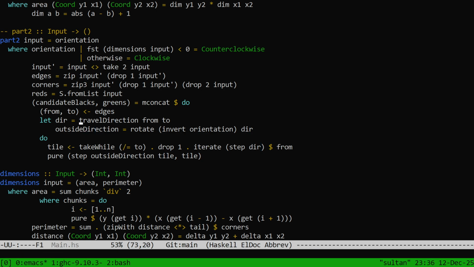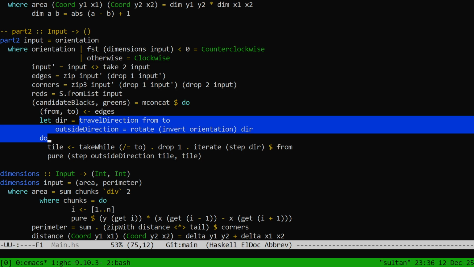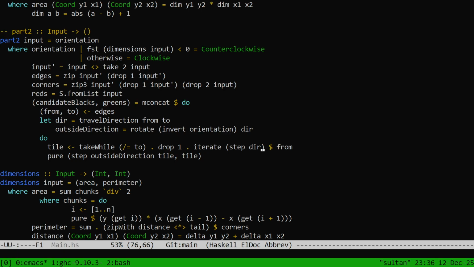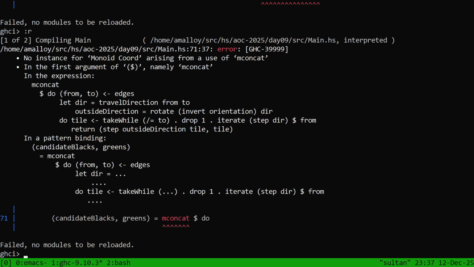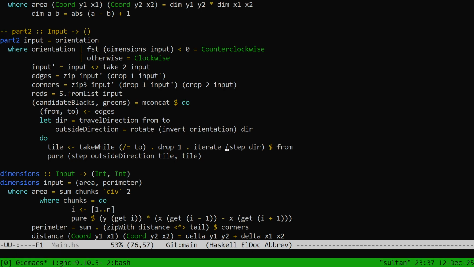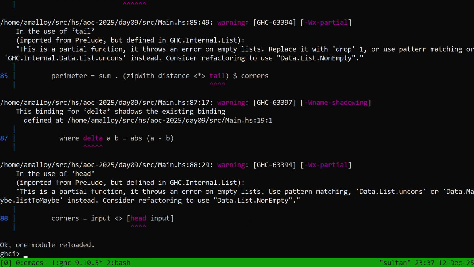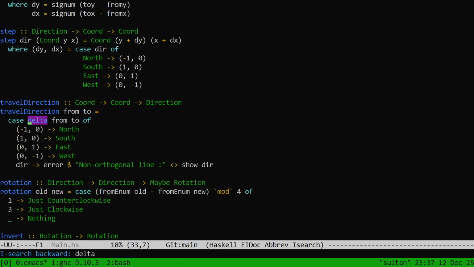I mean, I guess I don't really need this dir at all. I can... No, I use dir here and here. Sure. This is from monoid coord. Yes, that's completely my bad. I'm building 2 sets, not 2 coordinates. All right. Binding for delta shadows the existing binding. Uh-oh, that's a little worrying.